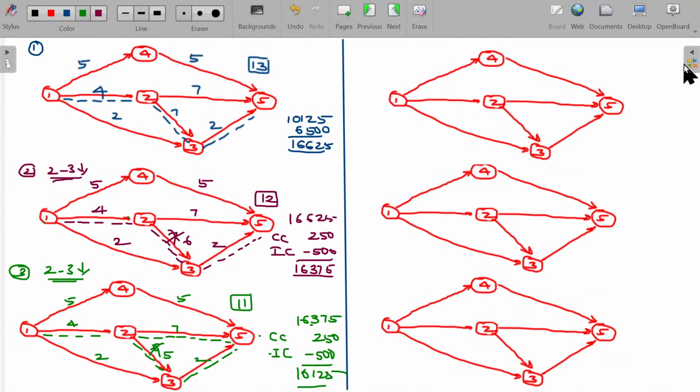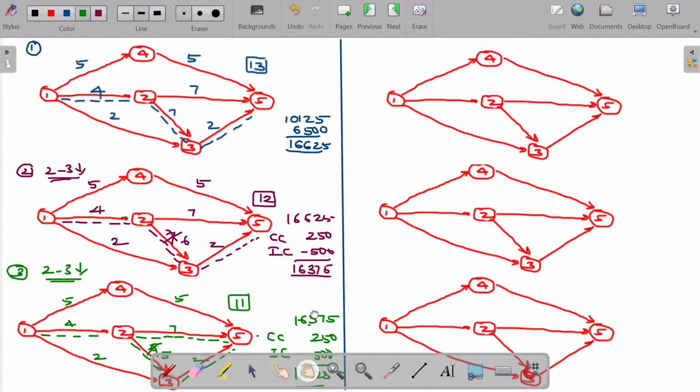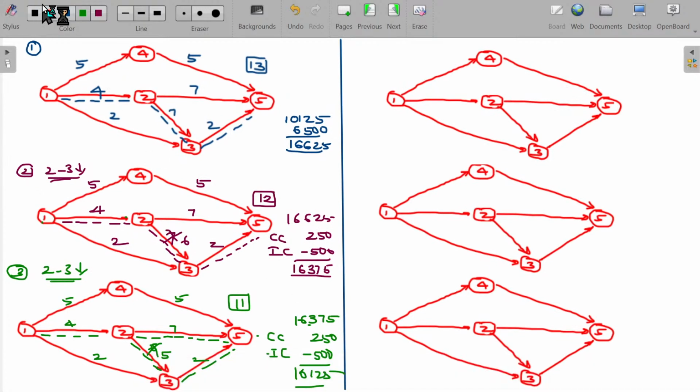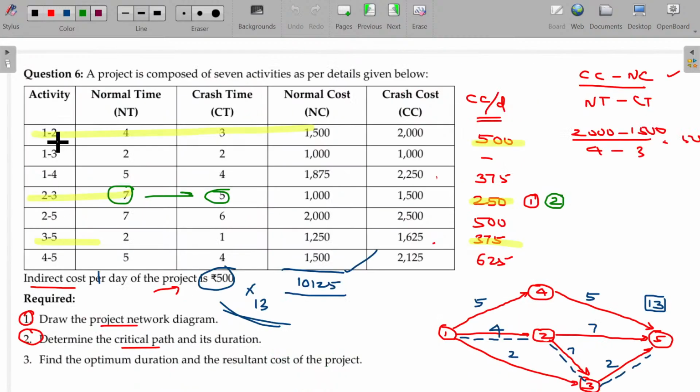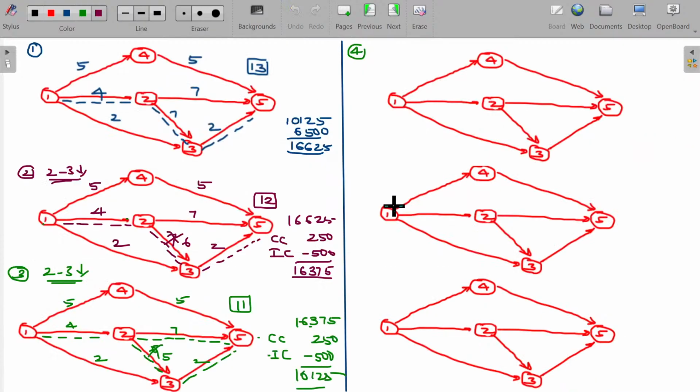Okay. Now let's move on to the next one. Fourth step. In case of fourth step, what can we reduce? 2 to 3 cannot be reduced further because for 2 to 3, the maximum possible reduction is over. We cannot do it. Then now we have to reduce 2 to 5 also. Come on, tell me. What to be reduced? I have the options to reduce. This one is not possible. 2 to 3 not possible.